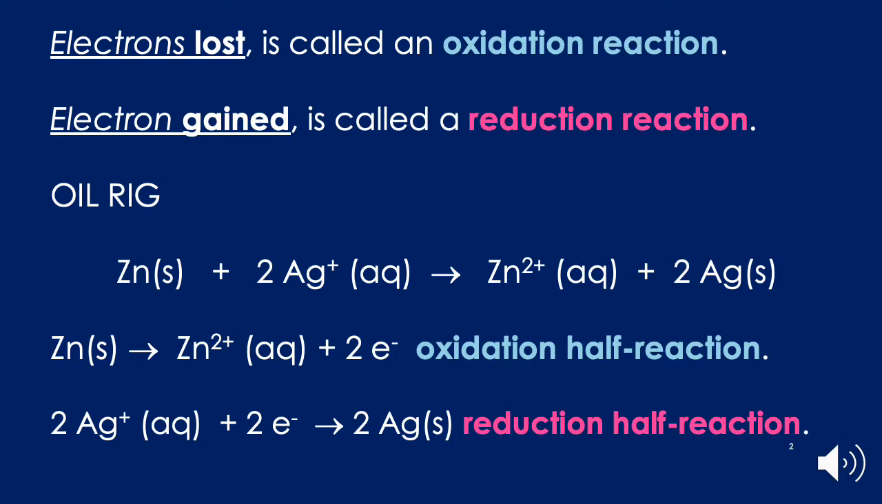Here we see a reaction between neutral zinc and the silver 1 plus ion. The zinc gives silver an electron. The silver gains that electron. Zinc is oxidized and the silver ion is reduced. Notice that we need 2 silvers to react with 1 zinc because zinc is losing 2 electrons, 1 each to the 2 silver ions. When you break the reaction up into oxidation and reduction reactions, these are called half reactions.